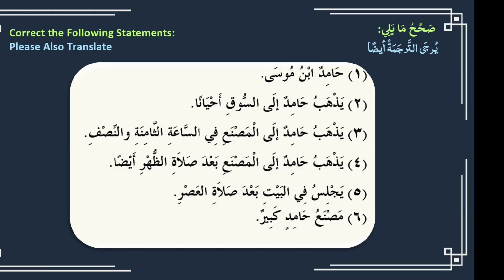Hamidun ibn Musa. Hamid is a son of Musa. So what's wrong in this story? It's the other way around. Musa ibn Hamid. Yeah, very good. Next one.